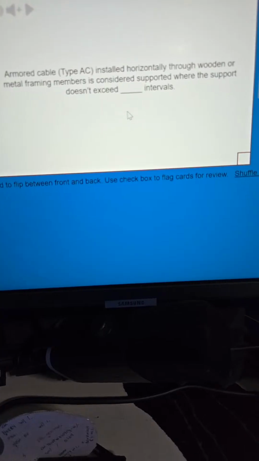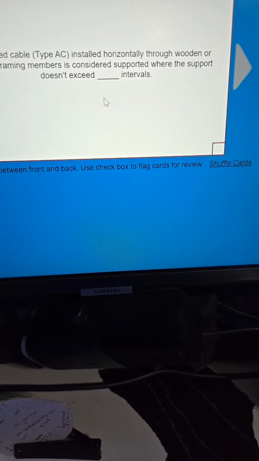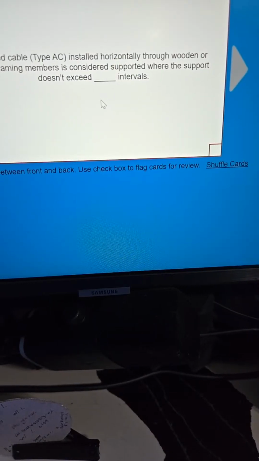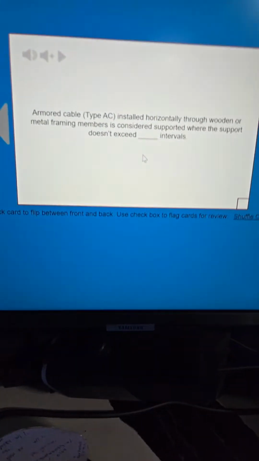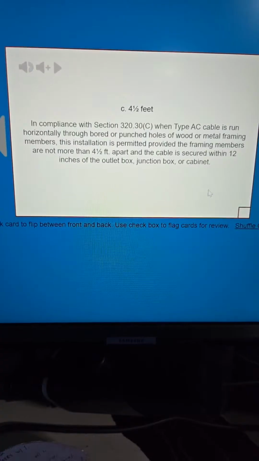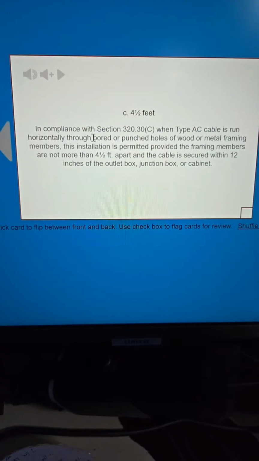You got to strap it every 6 feet, but it's considered supported where the support doesn't exceed. This is a trick question because there's not always framing members, so they allow a little bit more. Because they word the question differently. This is going to be more than 6 feet. We're just going to go with 6 feet. Next. 4.5, yeah. 12 inches of the box, 4.5. And it's specific for border punched holes.